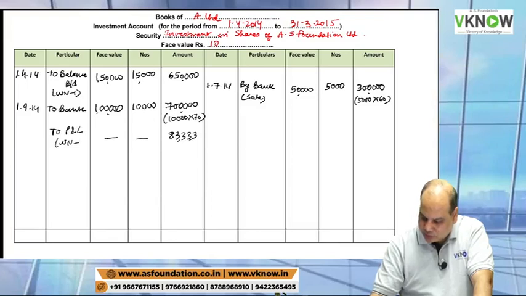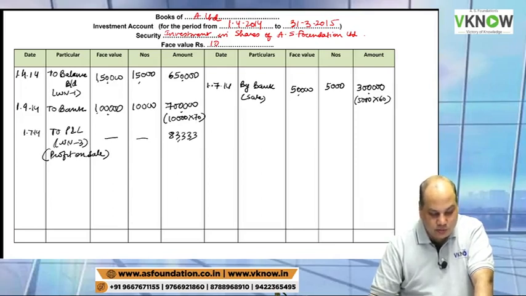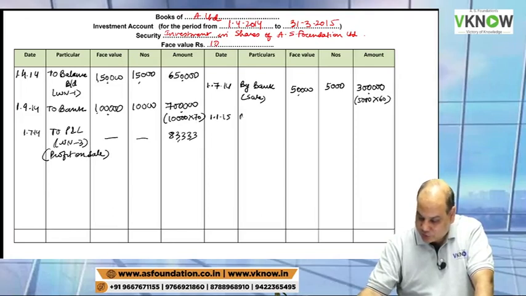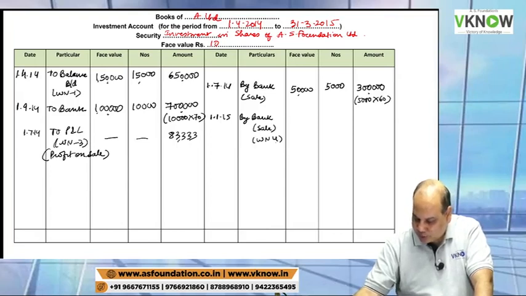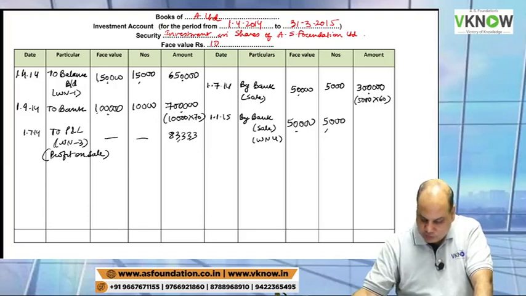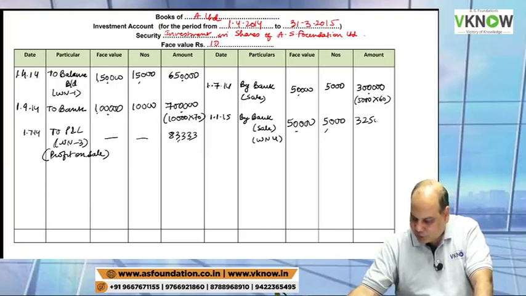83,333. Working note 3, profit on sale. And the date is 1st July 14. There is one more sale. If you look at the last 3 lines of the question, 1st January 15, buy bank, sale, working note 4, you have sold 5,000 shares, 50,000 is face value, sold for 65 rupees.